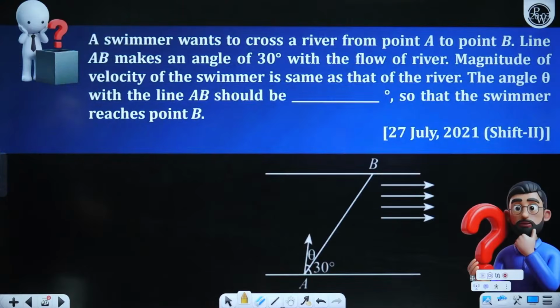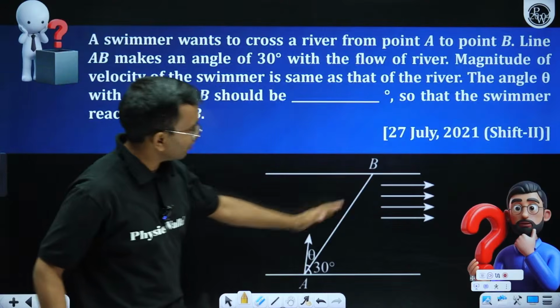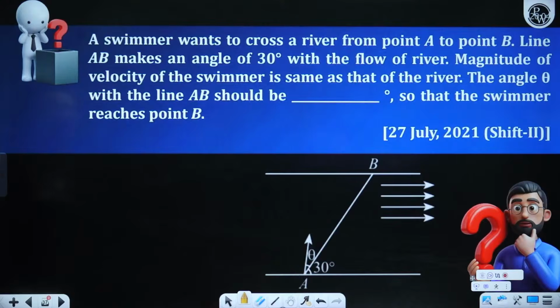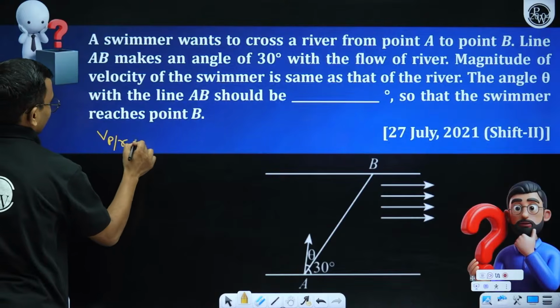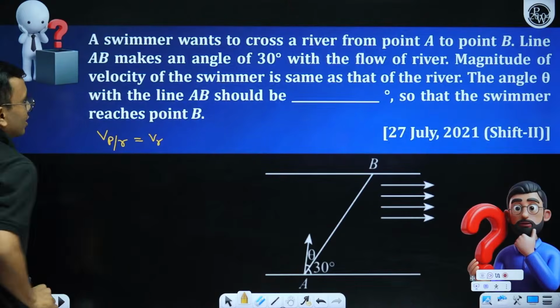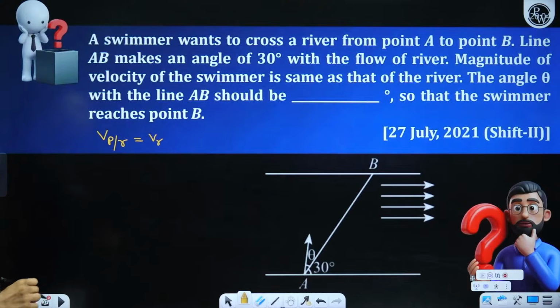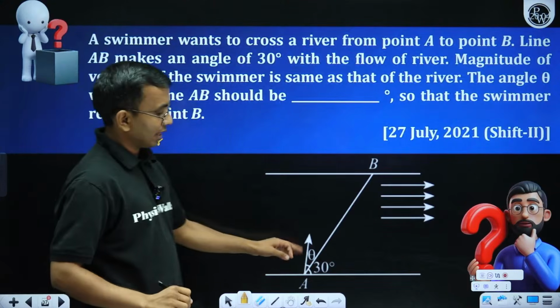Next question. In this question, the person has to move along AB. A swimmer wants to cross the river from A to B. Line AB makes an angle 30 degree with the flow of the river. So this AB is making 30 degree with the flow of the river. Magnitude of velocity of swimmer is same as that of river. It means velocity of person with respect to river is given as velocity of river. That is given to us. Now what we need is, what is this angle theta?